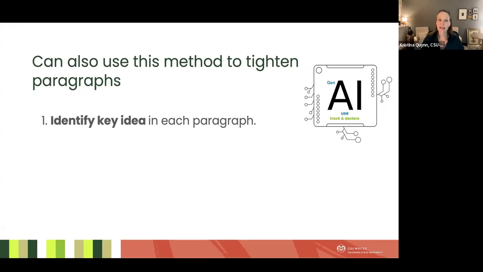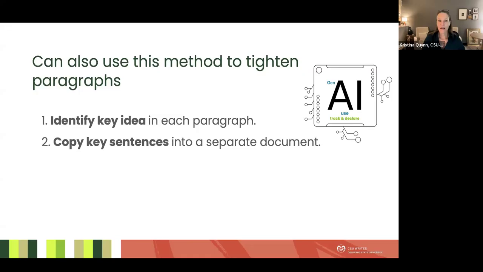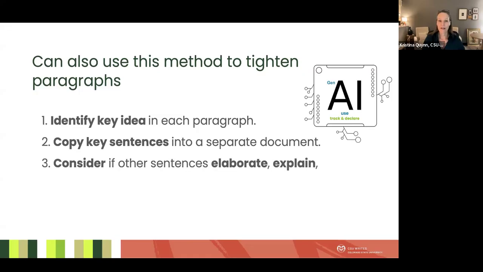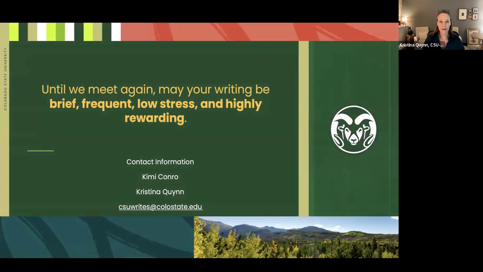So just identify the key idea in each paragraph, copy those sentences into a separate document, and consider if the other sentences elaborate and explain that point. So that you can use that same kind of system, but on a smaller scale for individual paragraphs. And that allows for you then to kind of build or transition from key ideas as well.